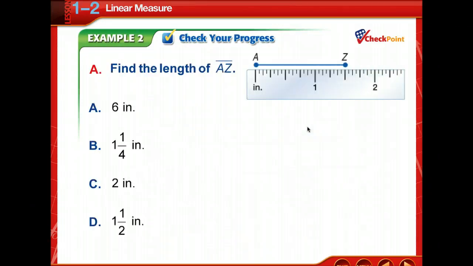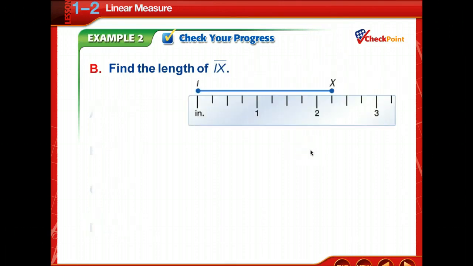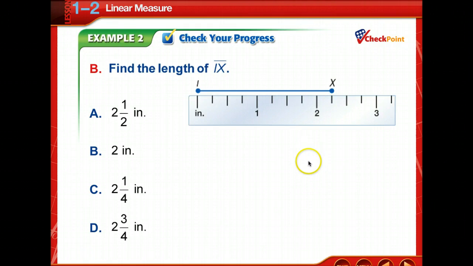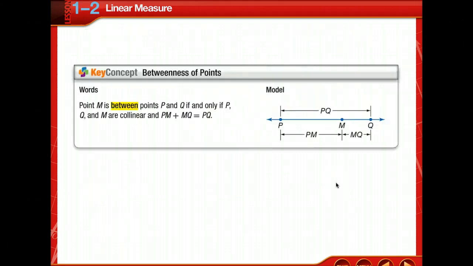Time to check your progress again. So find the length of segment AZ and then come back and check your answer. 1.5 inches. Very good. Notice they give us what our rulers are marked in, inches. So let's find the length of segment IX. Did you come up with 2 1/4 inches? Very good. Okay, moving along.